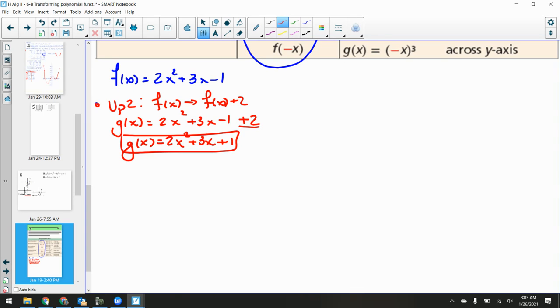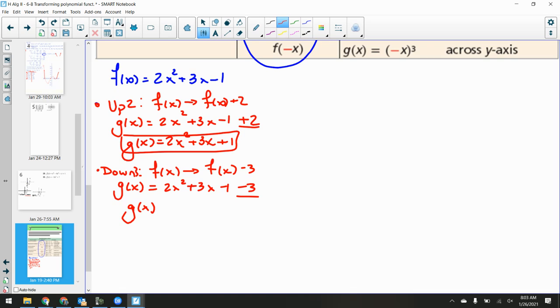If I were to go down, let's go down 3. I don't know, just making these up. That would map f of x to f of x minus 3. So that would take 2x squared plus 3x minus 1 minus 3. See that? Look at that minus 3 sitting out there on the end. And then to simplify the whole thing, you would just combine the constants.